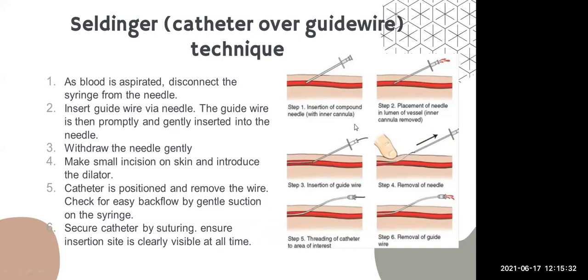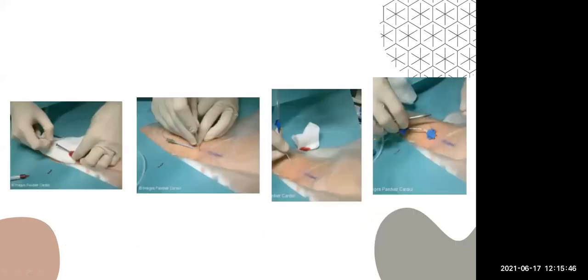Okay, so insert the needle and place the needle in the lumen of the vessel, and then insert the guide wire, remove the needle, thread the catheter, and then remove the guide wire. So this is another picture.